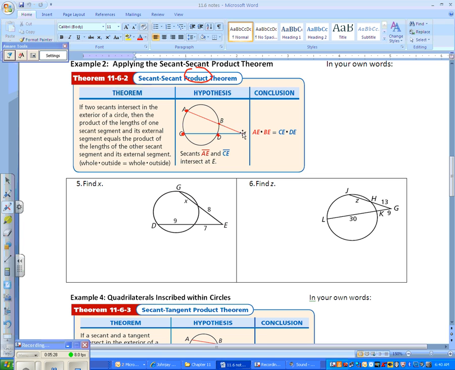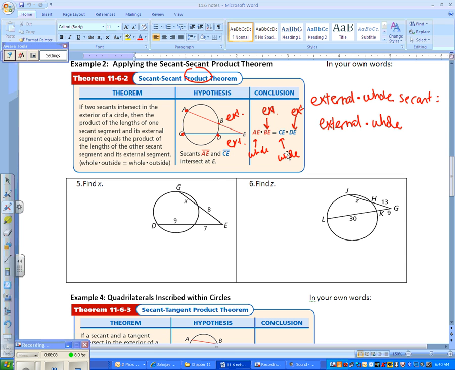So all we're going to do is we're going to say the outer part, BE, the external part, times the whole thing, AE. So I want you to write that we're going to multiply the external part times the whole secant is going to equal the external part of the other secant times the whole secant. So if you look here, external is BE, and the whole thing is AE. And if you look at this other secant, the external part is DE, and the whole thing is CE.